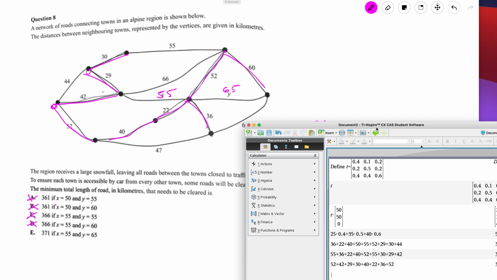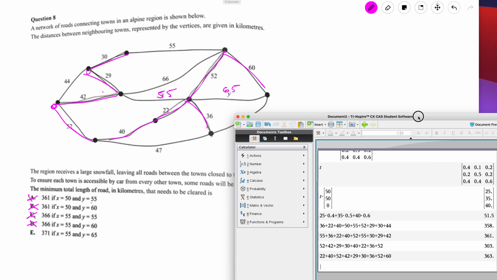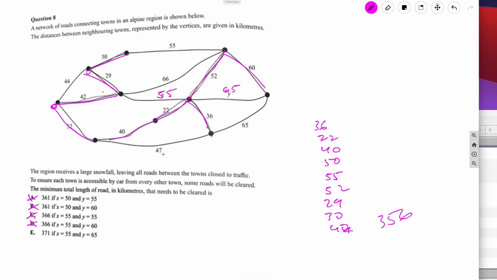Let me do it again. So 22 plus 40 plus 52 plus 42 plus 29 plus 30. Did I get the 36? No, so plus 36 plus 52 plus 60. Gives me 363 again. So I did do it right. Okay, I must have made an error on the first ones. Damn, I have to go back through. I'm going to go back to 366. Seems good because that one seemed to be weird. Maybe it is B. I'll just go from A.